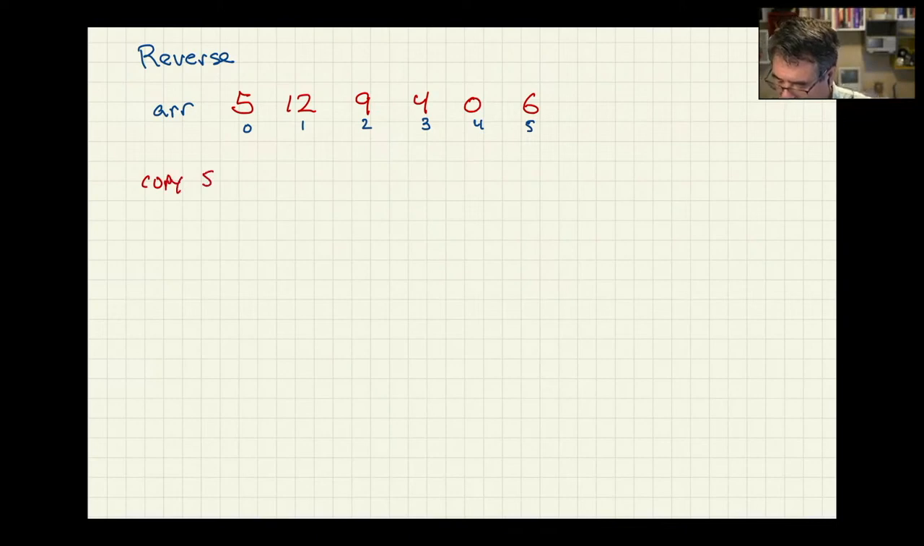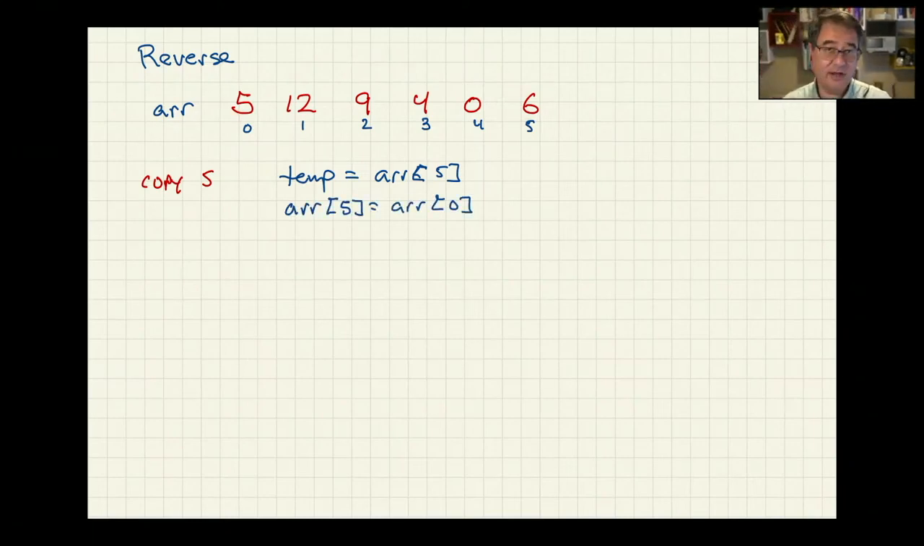So to copy the 5 over, I'm going to have to take that 6, the one in the very last position, and set it aside. And now I can move that 5 into position. Now what? What's the next thing I should do? Put your temp value into array 0.